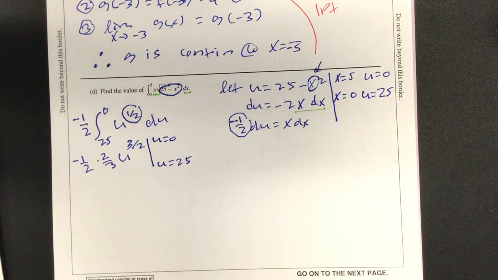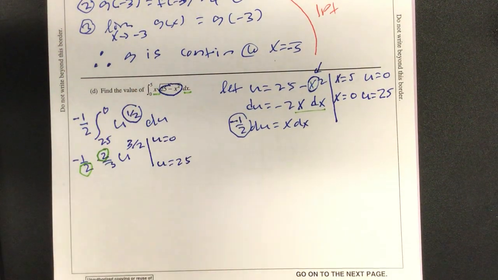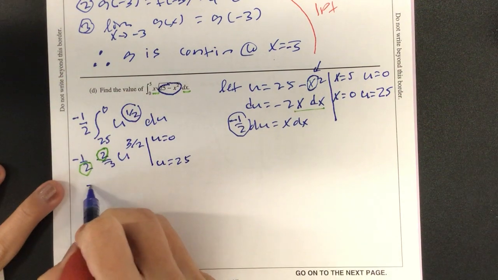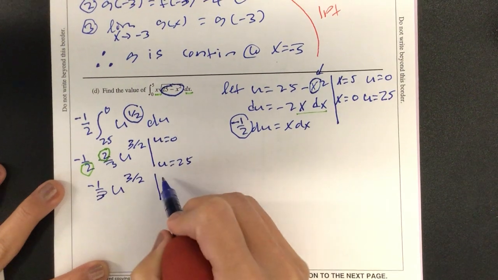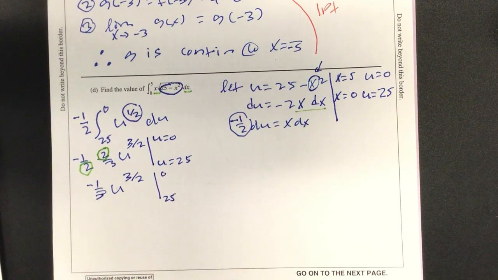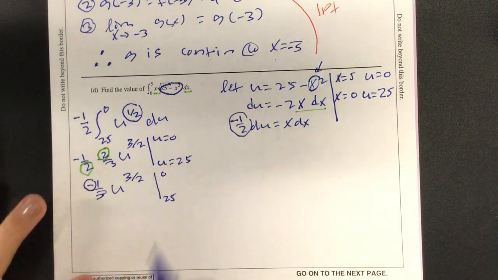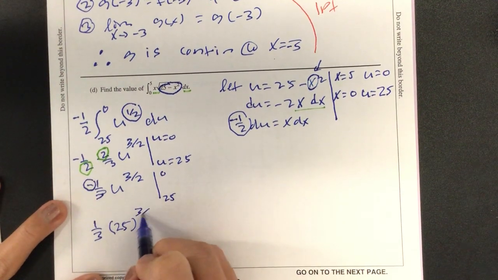And before I plug it in, let's make this a little bit easier. What is going to happen to my 2 on the top and the bottom here? Cancel. Very good. So we have negative 1/3, u to the 3 over 2. And now we're going to plug in these two numbers. When I plug in 0, Andrew, is that going to matter at all? No, so I'm not going to write that part. So it is top, is it plus or minus the bottom? What was the rule? Minus. So if I know I have a minus and I already have a negative, what's that going to become? Positive 1/3, and my u is 25 to the 3/2.